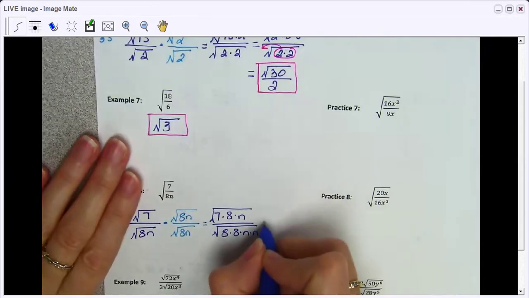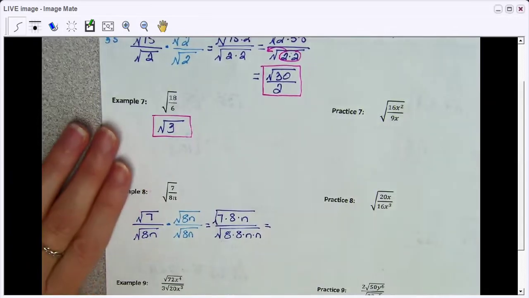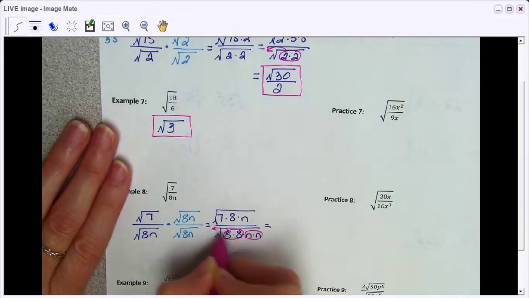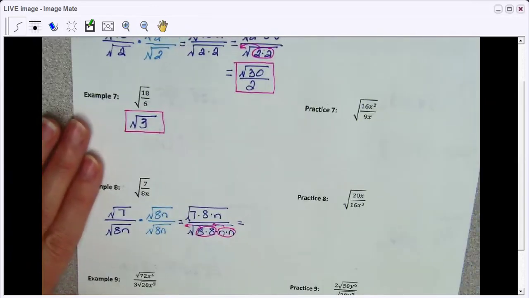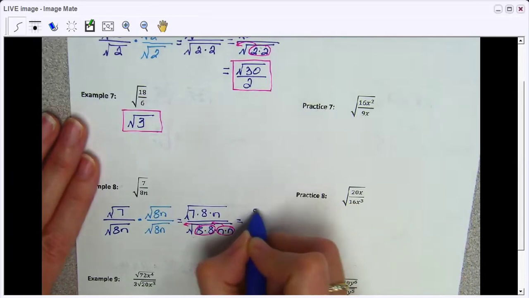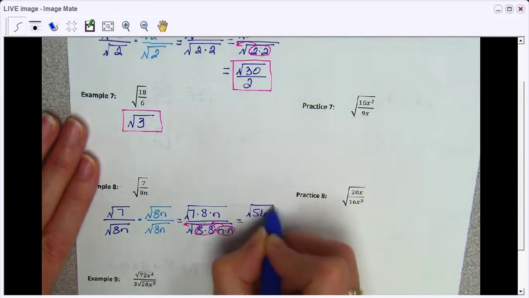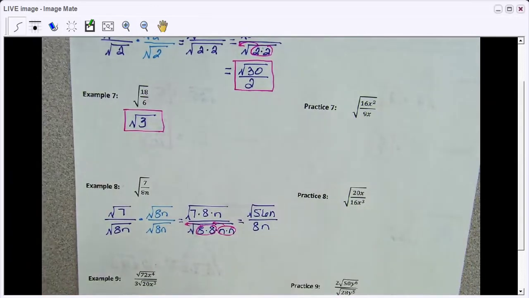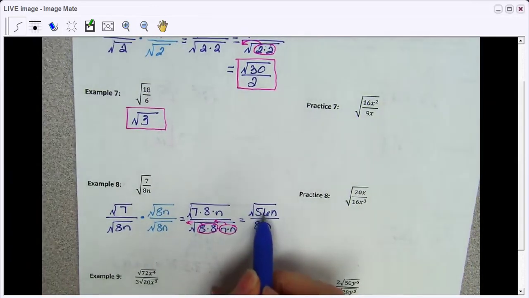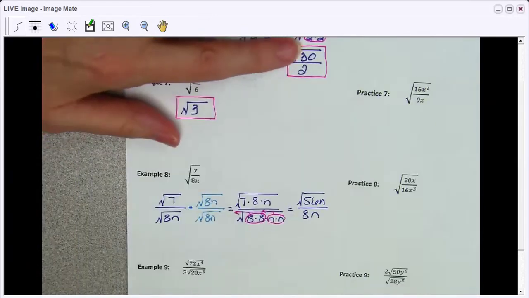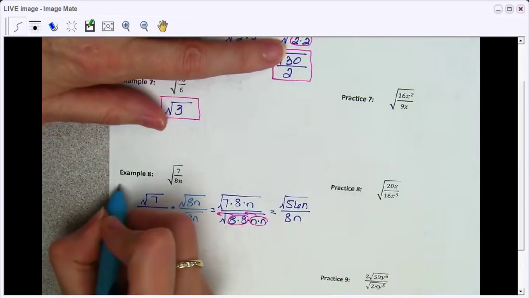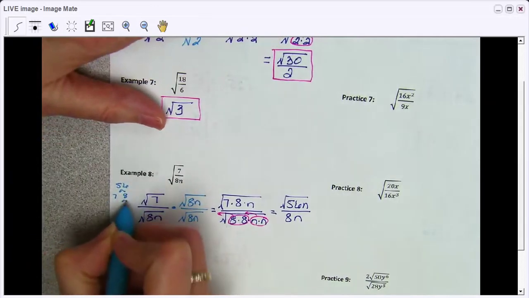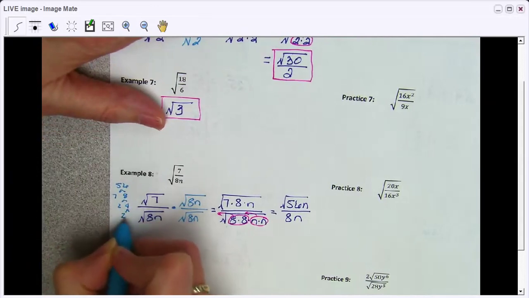So let's go ahead and multiply this out. Well, hold on. We can factor out a group of 8s and a group of n's, so those will come out. Okay. So now we have the square root of 56n over 8n. Now, can we factor 56? Yes, let's see if we have any pairs. So I'm going to come over here to the side. I'm going to factor out 56: 7 and 8, 2 and 4, 2 and 2.